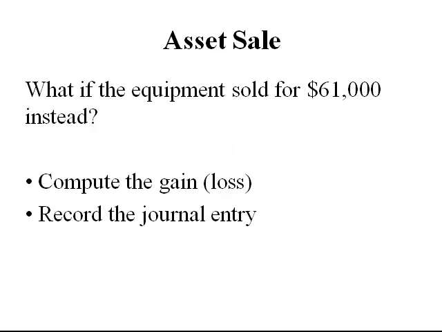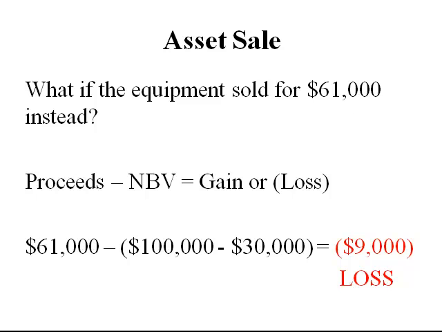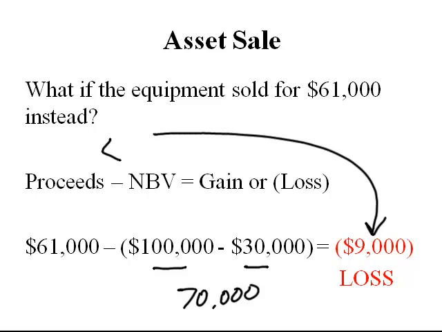What if instead the equipment had been sold for $61,000? Let's recompute the gain and record the journal entry. Our proceeds are the $61,000. Our net book value is still cost minus accumulated depreciation, or the $70,000 as it was before. In this case, because our proceeds are less than the net book value, you can see the result is that we have a loss.